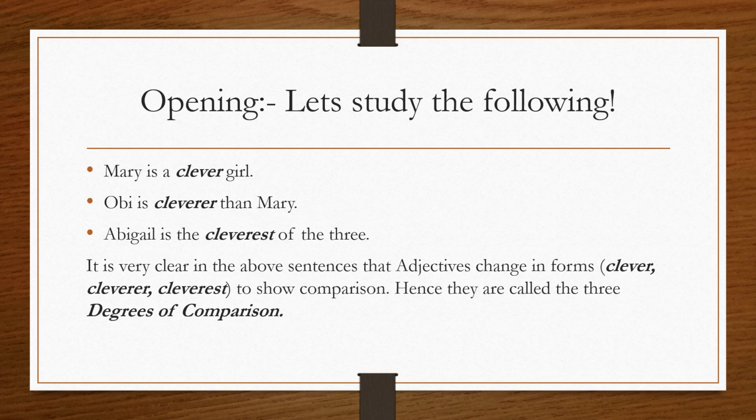So if I'm taking again, we are being prompted that it is very clear in the above sentence that adjectives change in forms. Because realize that the first statement said, Mary is a clever girl. The second one says, Obi is cleverer than Mary. Then the last one, Abigail is the cleverest of the three. So it became very clear that adjectives change in forms. Hence the first statement we had clever, the second one we had cleverer, and then the third one we have cleverest. Hence they are called the 3 degrees of comparison.